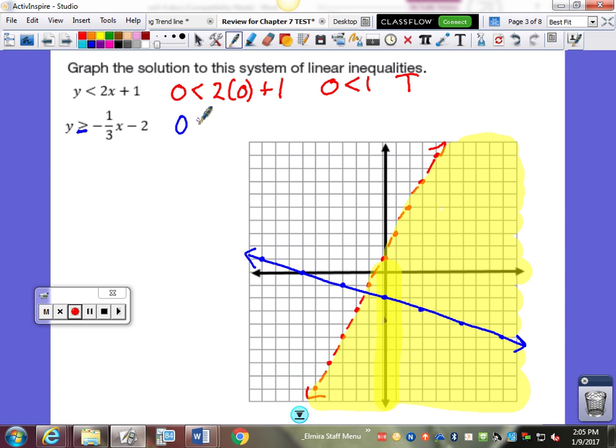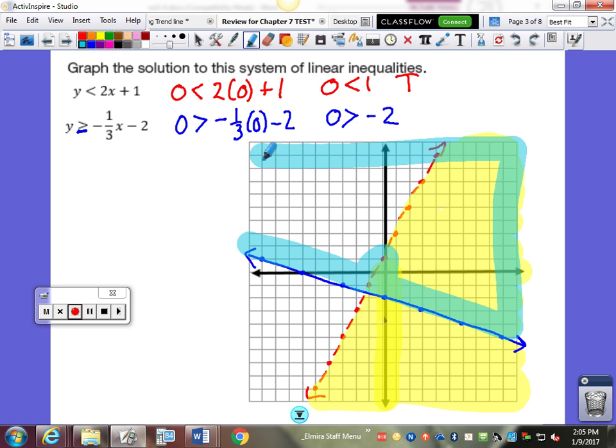0, 0: y is greater than negative 1/3 times 0 minus 2. 0 minus 2 is negative 2. Let's see, 0 is, oops, I flipped the inequality sign around by accident. 0 is greater than negative 2. Well, that's also true. So I would color toward the origin. Or you can say if it's a greater than, I can start on my y-intercept and go up because it's greater than.